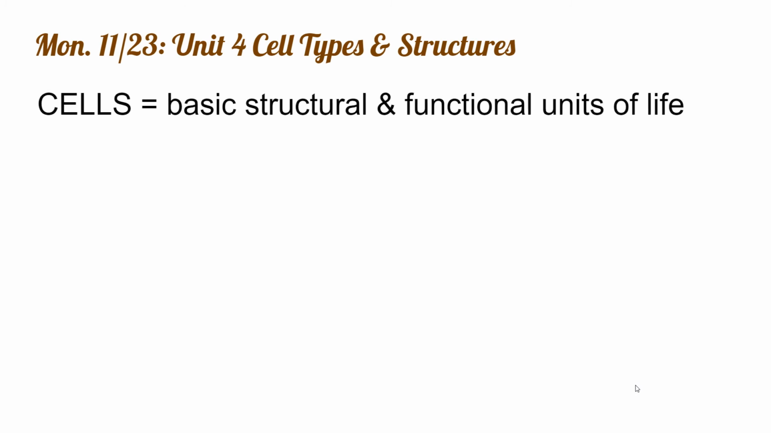We are now officially moving into Unit 4, which is about cell types and cell structures. We started this a little with cell membranes already, but now we are going to continue and move into this in a little more depth. So cells, as you know, are the basic structural and functional units of life. They're the smallest thing that are able to carry out all the characteristics of life on their own, and all living things are made up of cells.